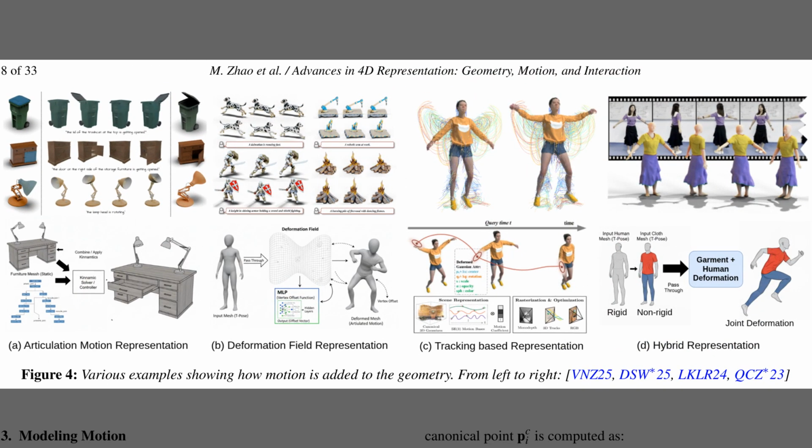Alright, the previous figure organized the taxonomy across geometry, motion, and interaction. Figure 4 shows how motion gets attached to geometry across representative panels. The left panels illustrate articulated motion, where kinematic parts drive objects like drawers and desk lamps. The center panels present deformation and tracking, in which a deformation field warps a template, and time-varying trajectories control Gaussian attributes. The right panels depict hybrid schemes that mix rigid bodies with non-rigid cloth to capture garment and human deformation.